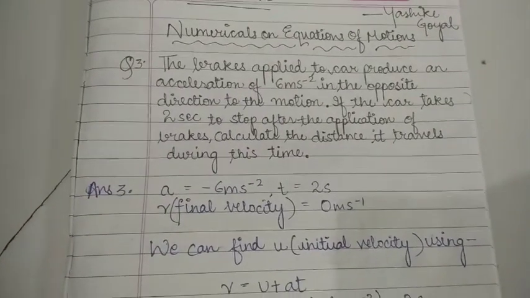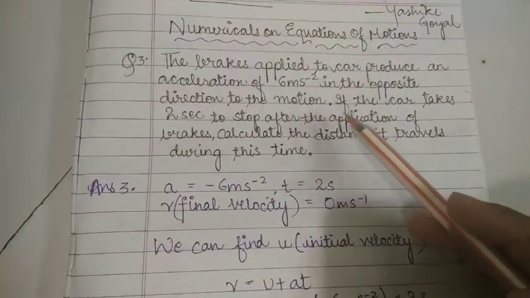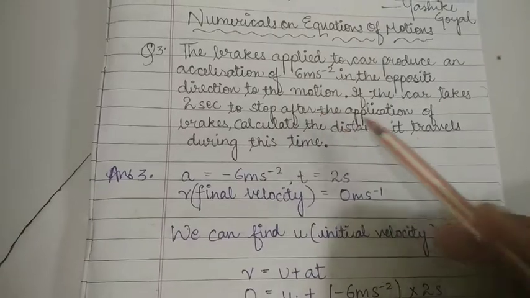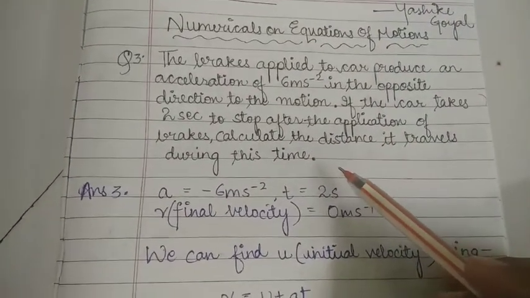Question 3 says, the brakes applied to a car produce an acceleration of 6 meters per second square in the opposite direction of the motion. If the car takes 2 seconds to stop after the application of brakes, calculate the distance it travels during this time.